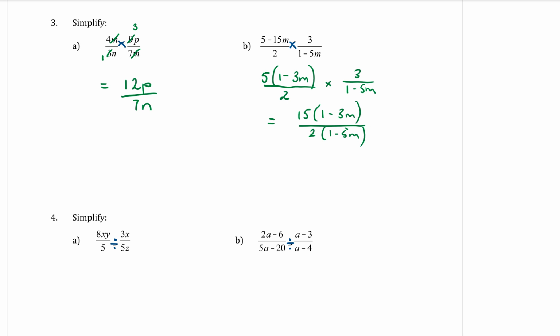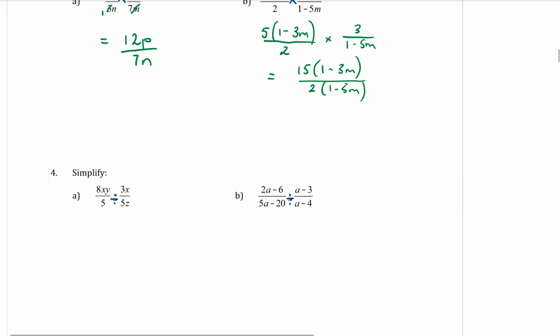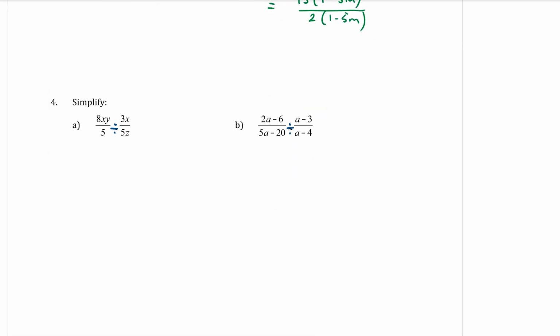Question 4. Simplify. These are the divides. So divide is leave, kiss, flip. Means leave the first fraction exactly the same. Kiss, the divide turns into a times, which looks like a kiss. And flip the second fraction upside down. So it is now 5z over 3x. Make sure your z looks like a z and not a 2 like mine kind of did. Now it's a times problem, which is exactly the same as question 3.